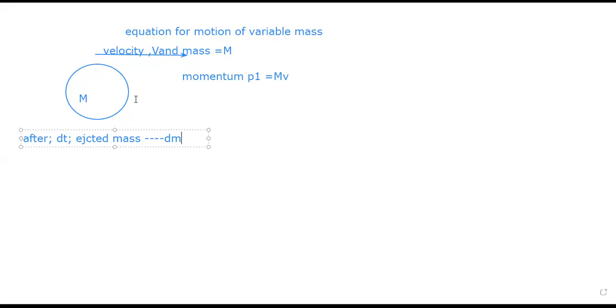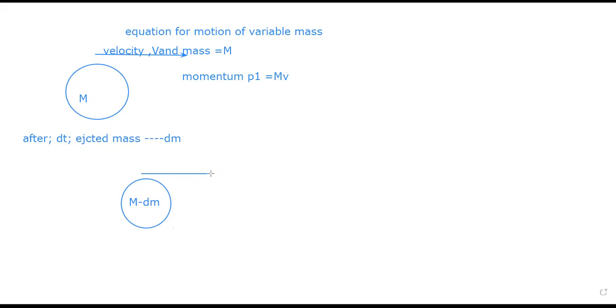After this reaction, what is the remaining mass in this system? In this system, a small amount of the mass has come out in time dt, so the remaining mass will be m minus dm. We have to consider that one also here. This is the mass which remained here. And what is the direction of this remaining mass? The direction of this remaining mass is the same as before the reaction.